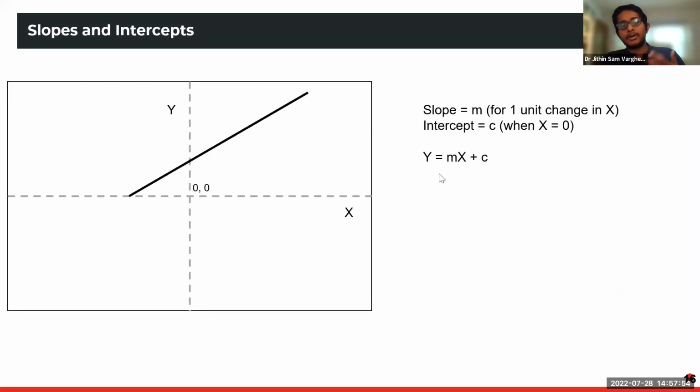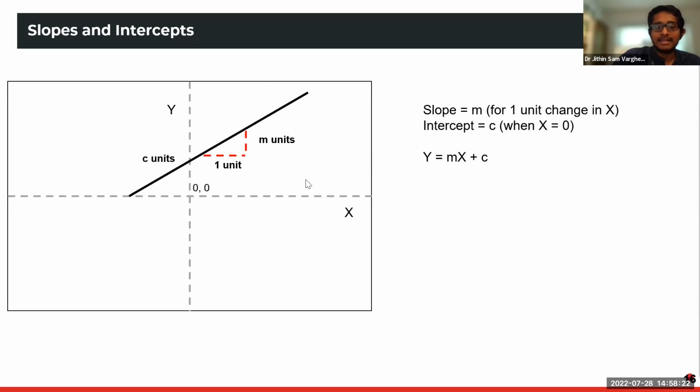So when you think about your high school math, we write y equals mx plus c as the line which explains the relationship between one variable and another variable. Here, if we draw that line, for 1 unit change in x, we see that y changes by m units. And when x is 0, which is where it intersects with the y-axis, the value of y would be c. And that is our intercept.